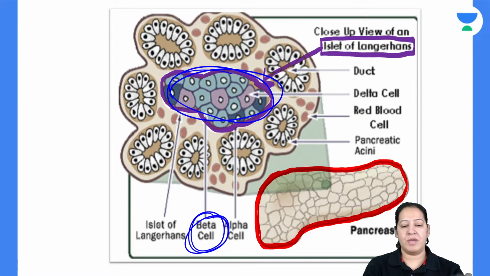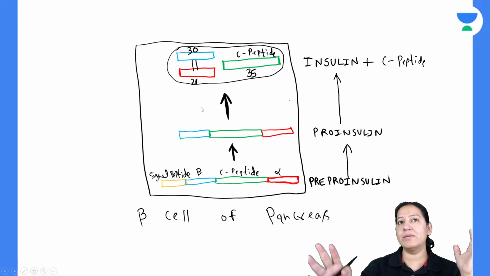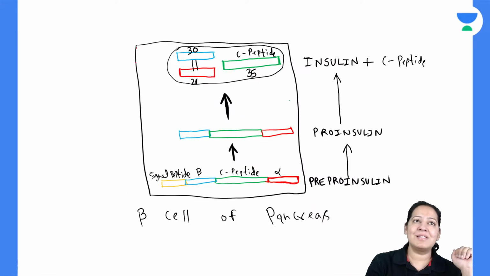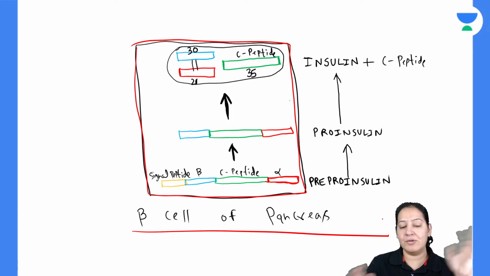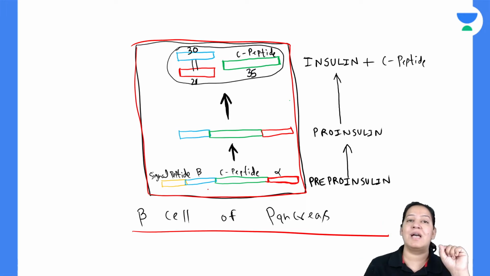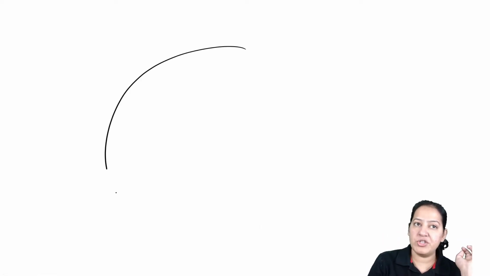Let me zoom. Can you see this is a beta cell? Okay, let me zoom into this cell and see how insulin is synthesized inside it. Imagine this is a beta cell of the pancreas. Now see how insulin is synthesized inside it. Okay, let me draw it. You have to understand it to understand the artificial preparations of insulin.